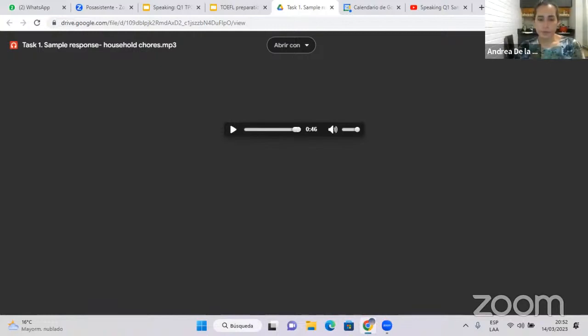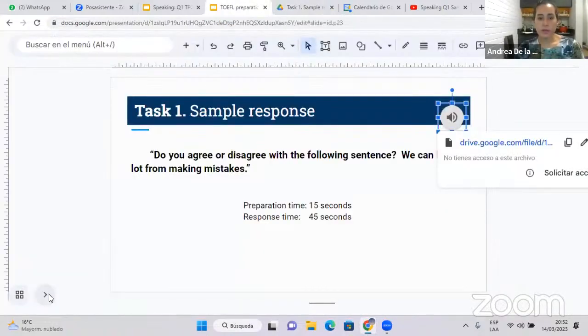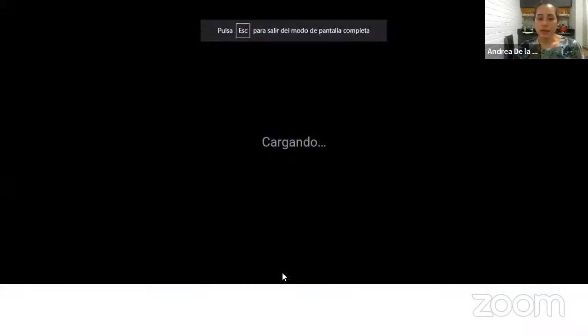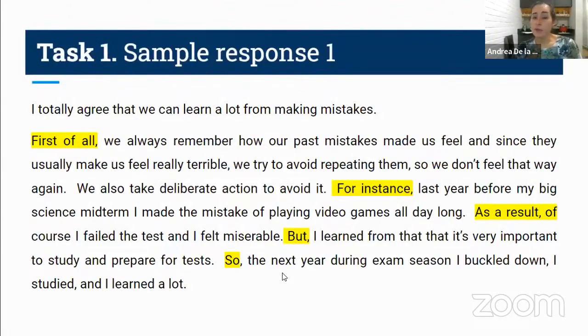Okay. So that's another example of a response. And basically it has the same things we already talked about. So as you can see, he has his introduction, where he directly answers the question using the same verb, maybe paraphrasing a little bit, although he doesn't paraphrase, right? He could have paraphrased, maybe that would give some points for vocabulary, although it's not necessary. So he has his introduction. I totally agree that we can learn a lot from making mistakes, right? That's enough for the intro, very quickly.